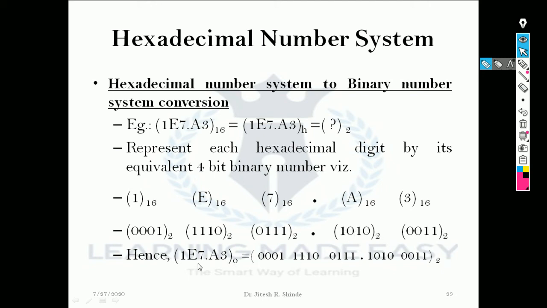So in this way 1E7.8A3 hexadecimal can be written as 0001 1110 0111 . 1010 0011 in the binary number system.